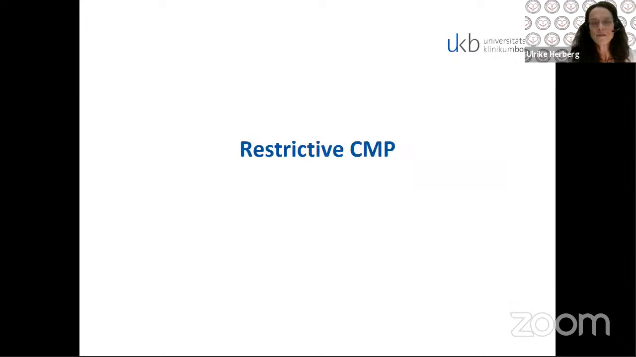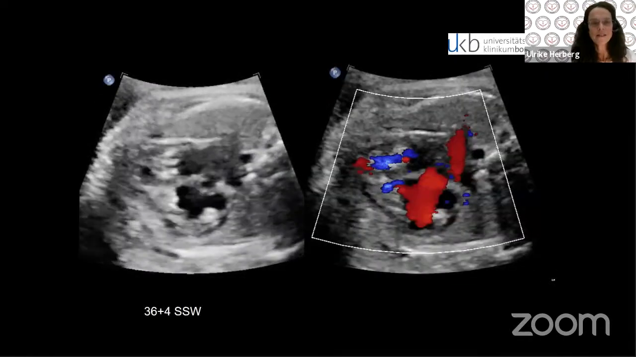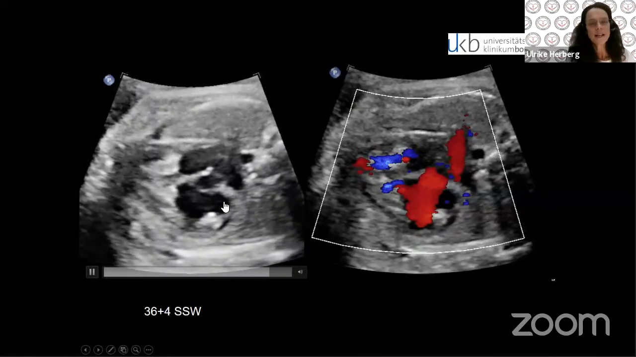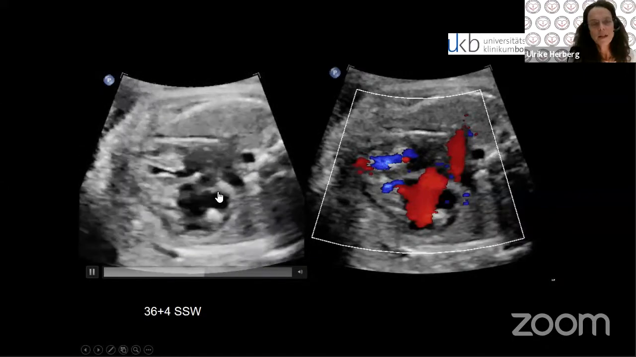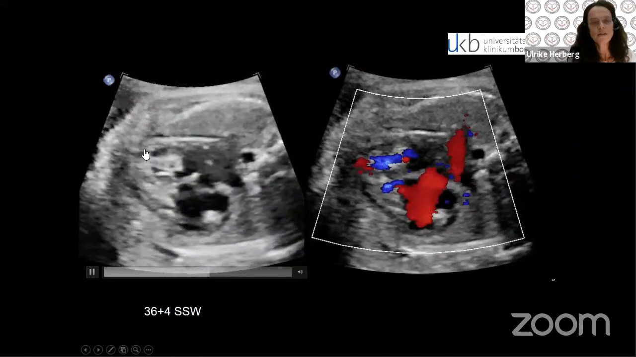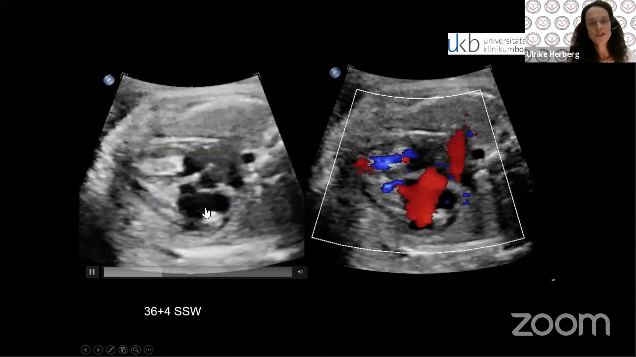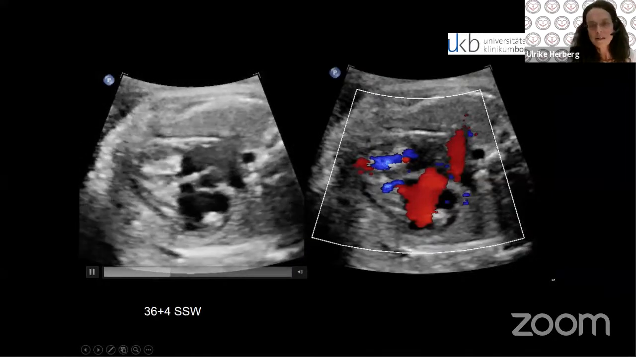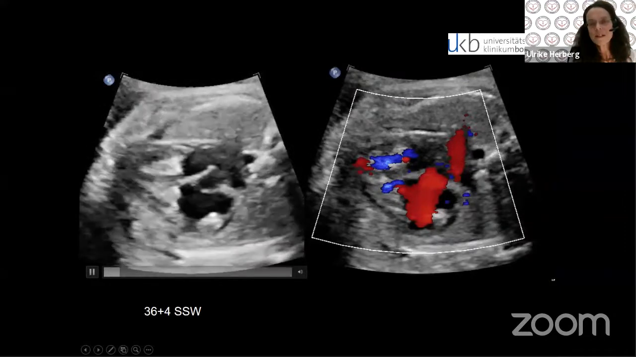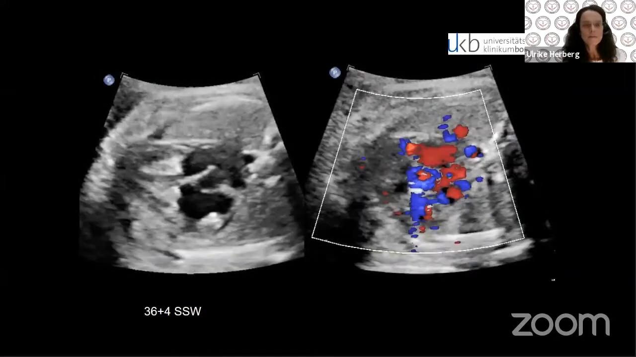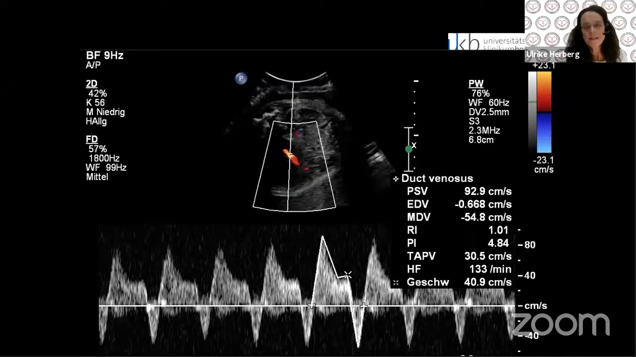Now, a case of restrictive cardiomyopathy. This is a case seen at 36 plus 4 weeks of gestation, and a cousin of this case had hypoplastic left heart syndrome. We saw biventricular hypoplasia with small ventricles, endocardial fibroelastosis, large atria, poor contractility, and the neonate was delivered, and the postnatal course was very stormy and the neonate did not survive. This is the Doppler of the venous duct with high pulsatility.